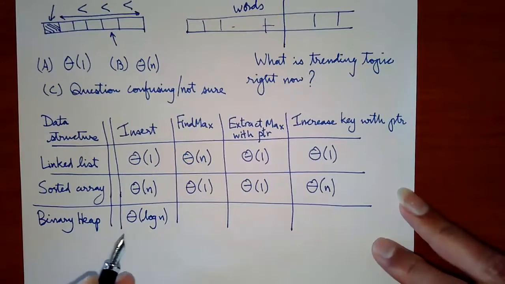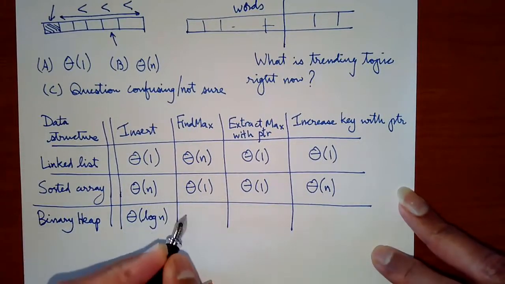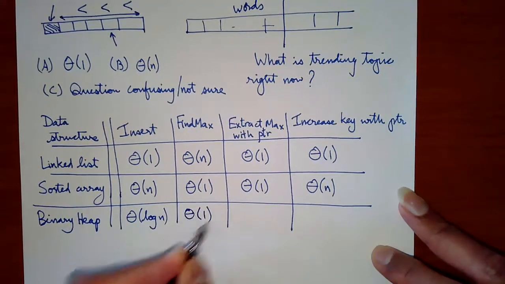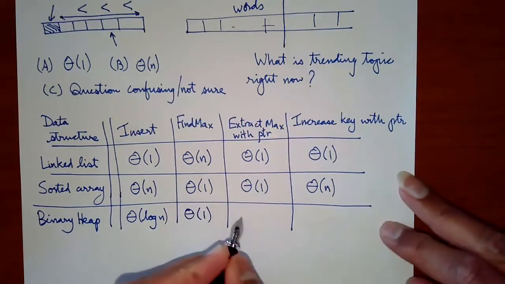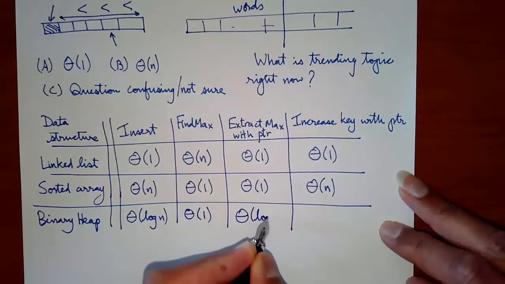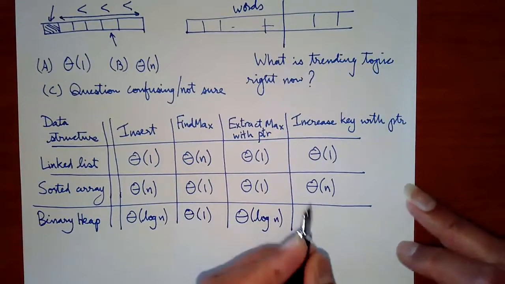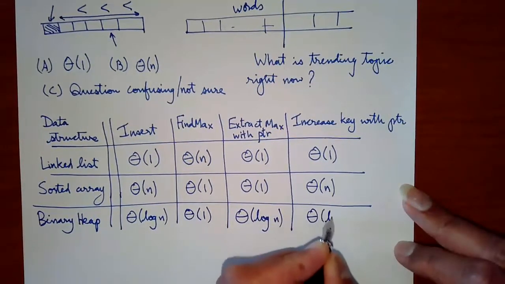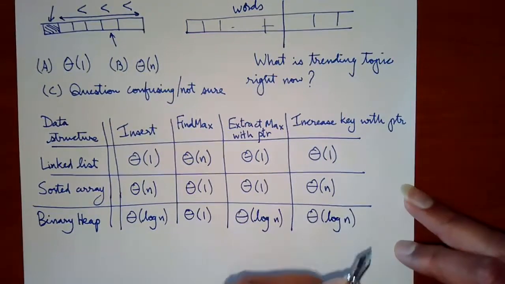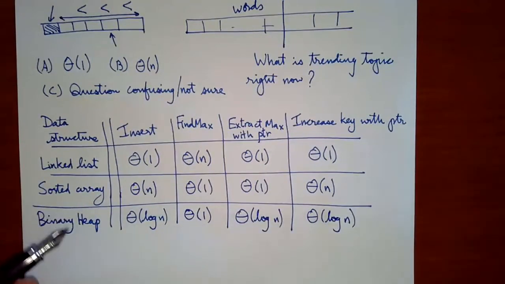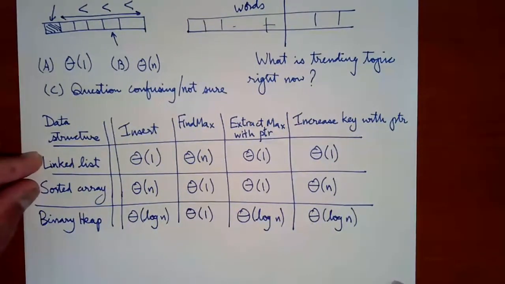Okay, so in a binary heap, the insert becomes log n. The find max is actually going to be theta of 1. The extract max is going to become theta of log n. And the increase key is also going to be theta of log n. So essentially all the operations are in logarithmic time, right? It's a very clever data structure, which gets the best of both cases, sort of almost.